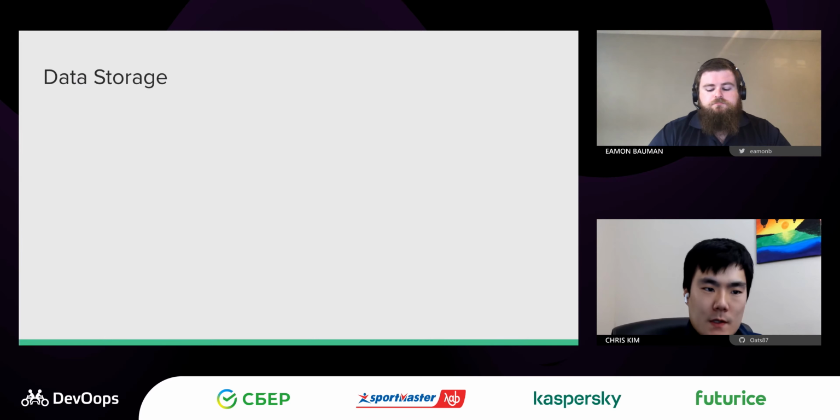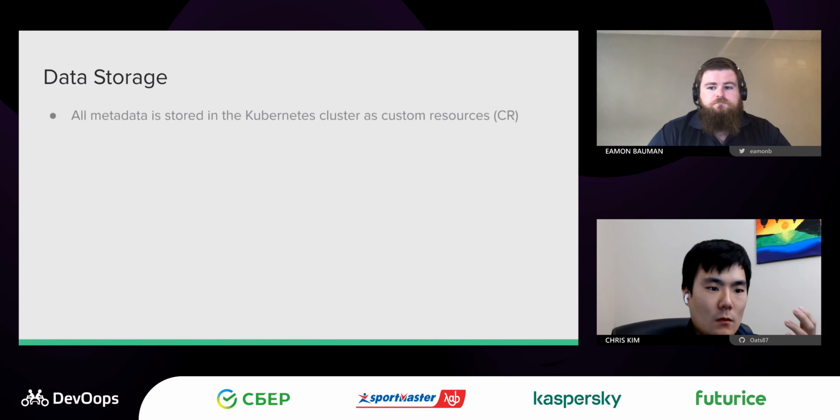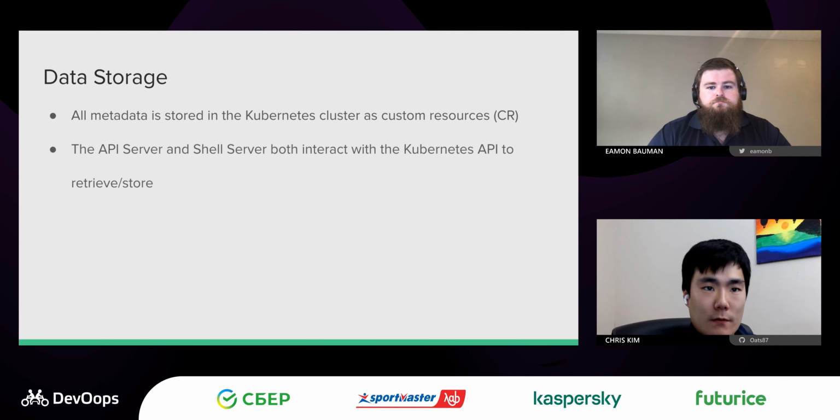HobbyFarm, so this is the data storage component, which is where Kubernetes is the most prevalent. We're storing all of our metadata in our Kubernetes cluster as custom resources. If you're familiar with Kubernetes, custom resources are extremely powerful because you can basically store any arbitrary data inside of the API server for Kubernetes. Both the API server and the shell server are interacting with that Kubernetes API using client Go to retrieve, store, and manipulate the data.